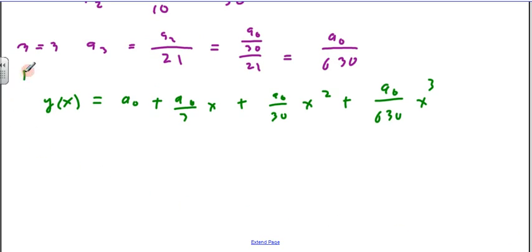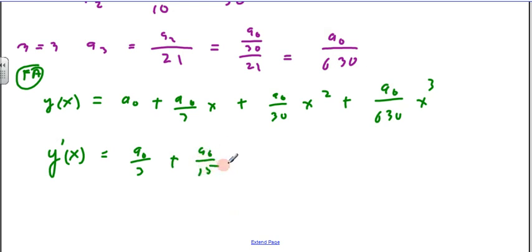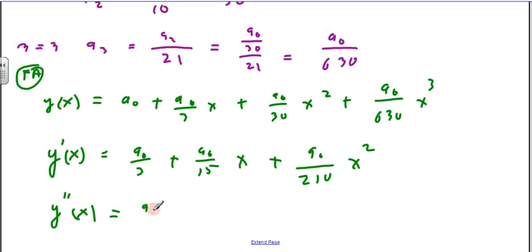If that's my final answer, then y prime of x would be a0 over 3 plus a0 over 15x plus a0 over 210 x squared, and y double prime would be a0 over 15 plus a0 over 105x.